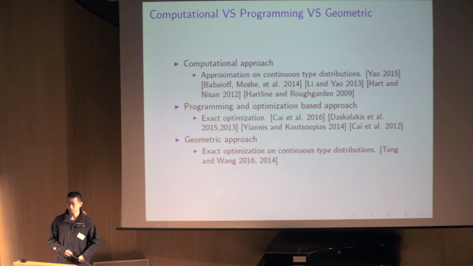The second approach is the programming and optimization-based approach. People study the exact optimization, but the form of the linear programming solution is not obvious. The third is the geometric approach, and we use it to study the exact optimization on continuous type distributions. What is the geometric approach? We focus on the shape of the utility surface and how revenue changes with respect to the utility changes.